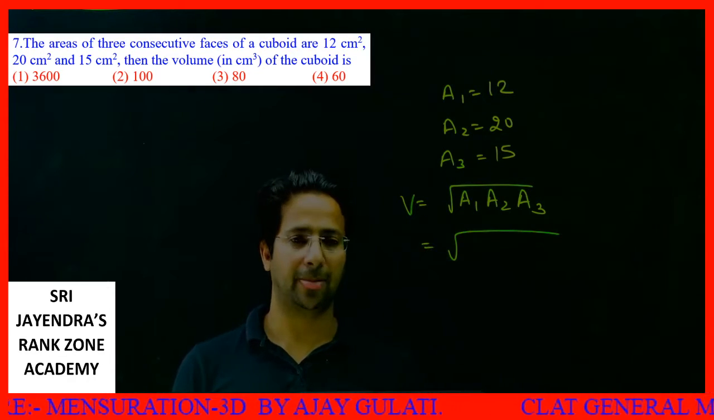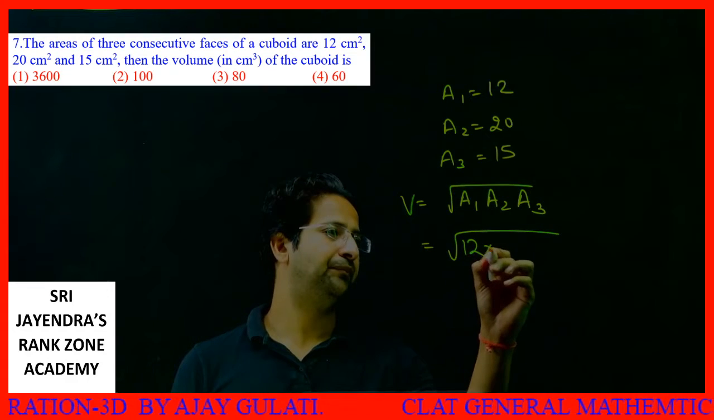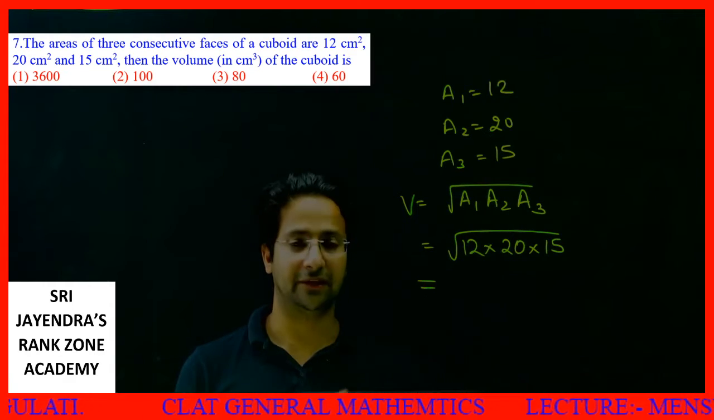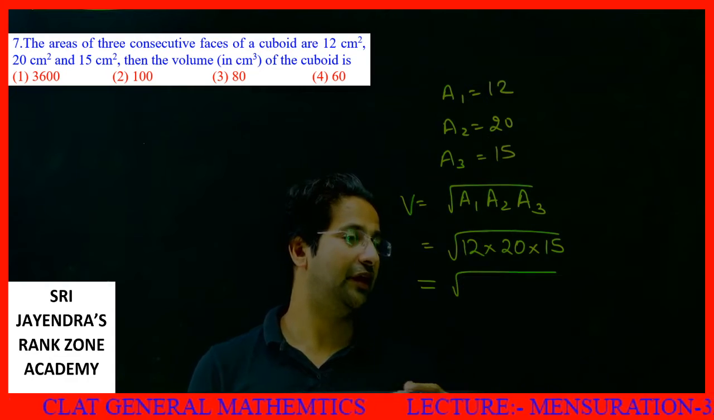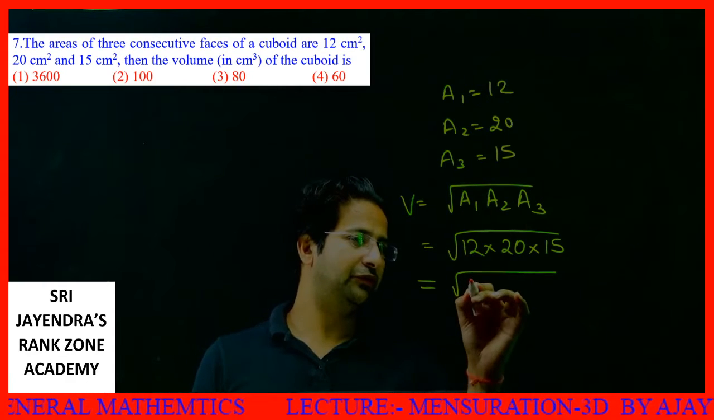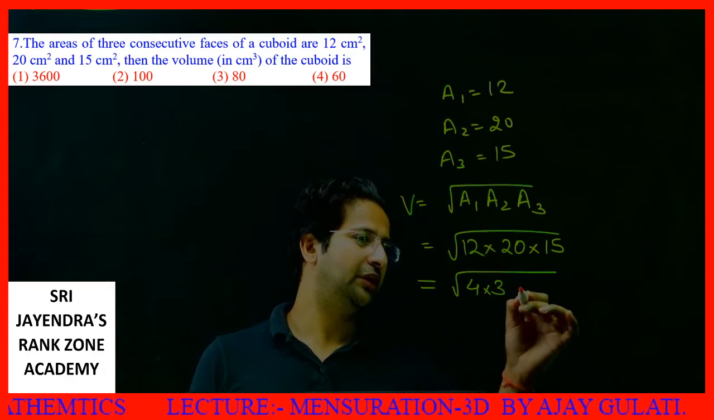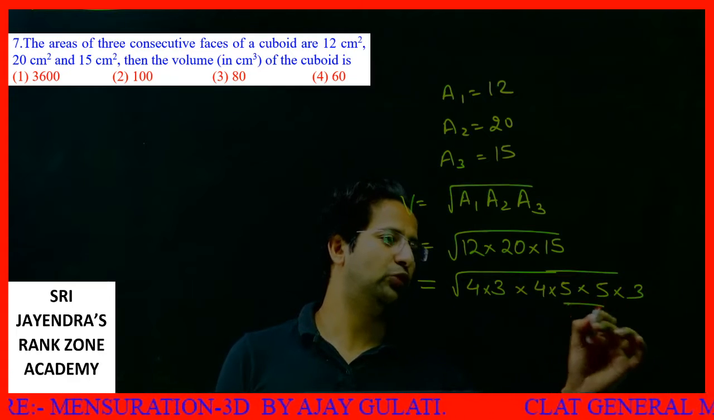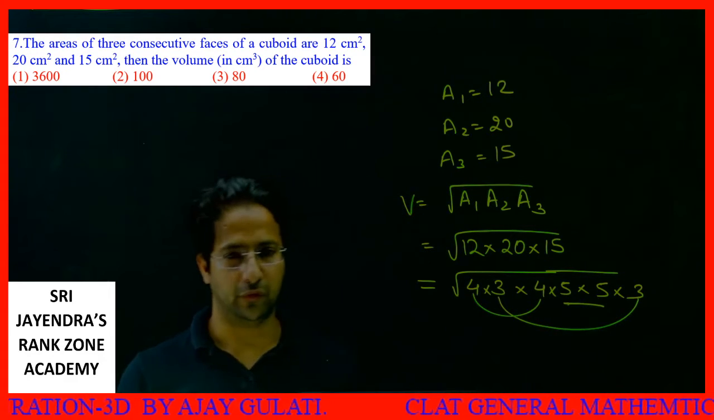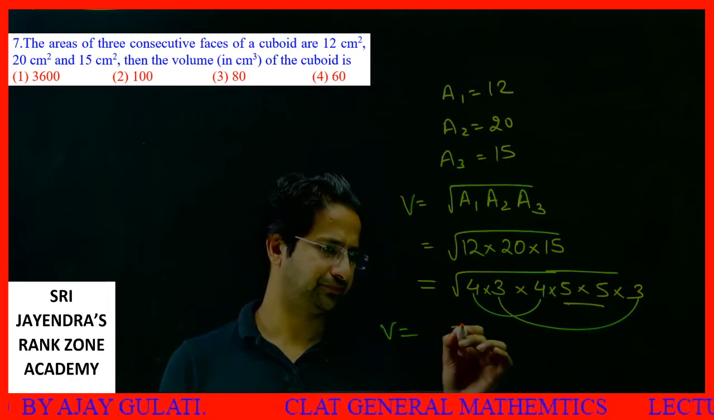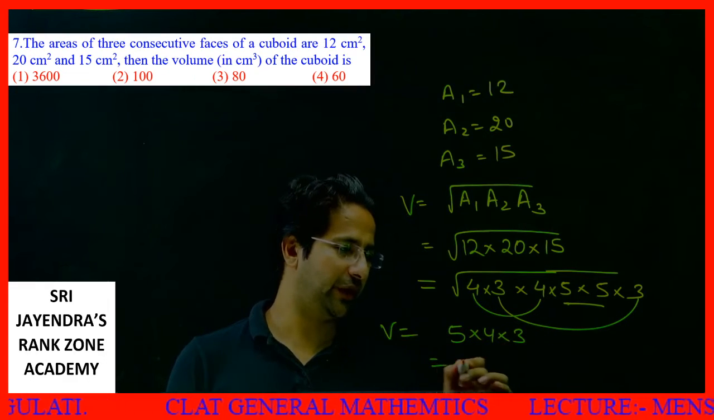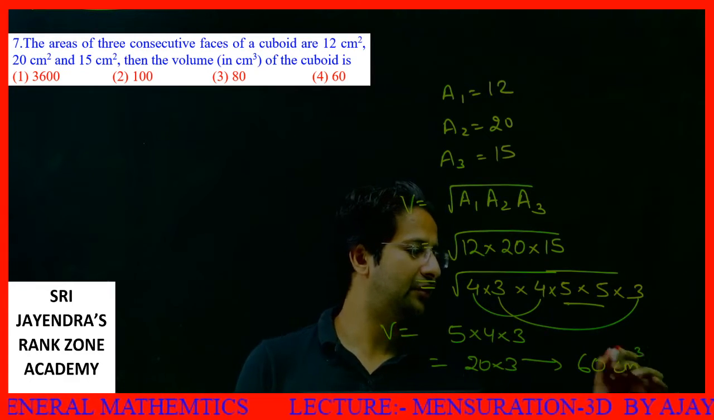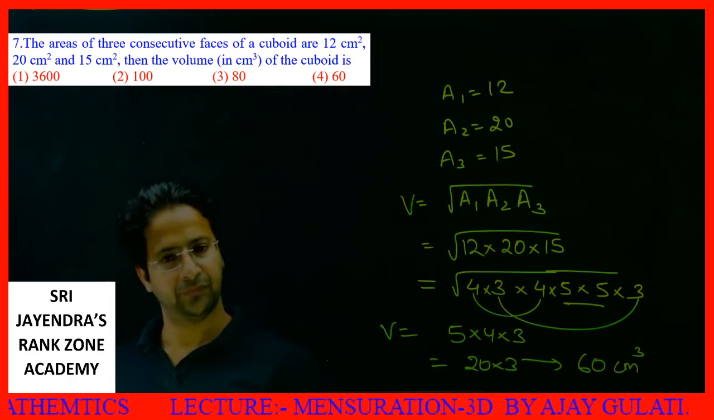So this comes out to be 12 into 20 into 15, or I can say, I need to find the under root. 12 is what? 4 into 3. 20 is what? 4 into 5. 15 is what? 5 into 3. I have 2 5s, I have 2 3s, I have 2 4s. So the volume will be 5 into 4 into 3, 20 into 3. You can say 60 centimeter cube. This is your answer. Okay, shall we move ahead?